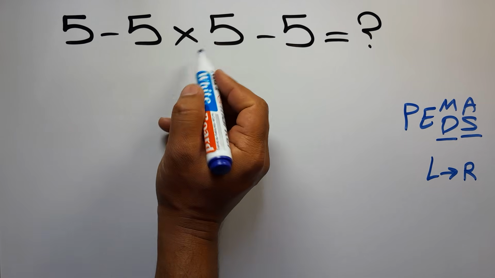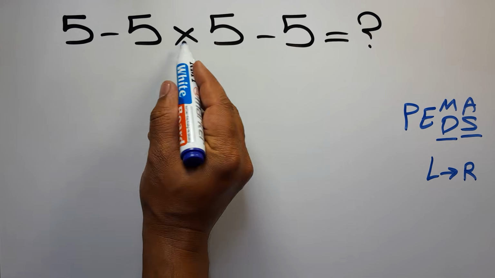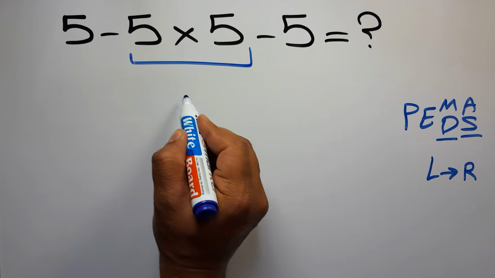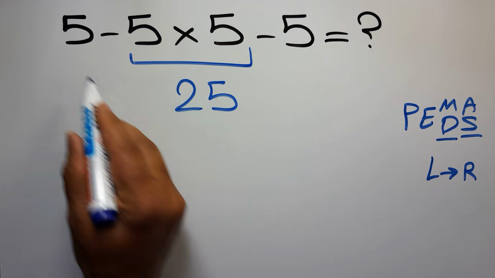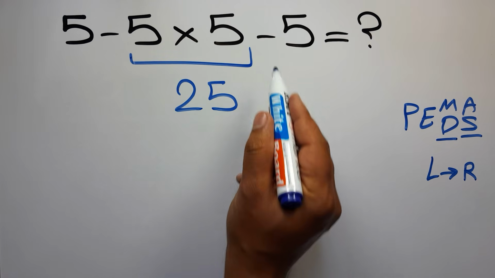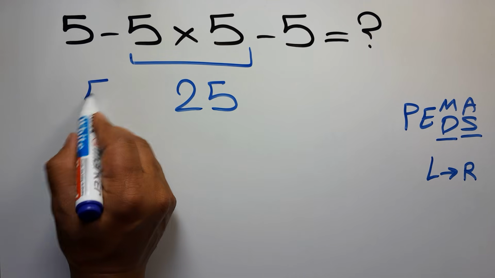So first we have to do this multiplication. 5 times 5 equals 25. So we have 5 minus 25 and then minus 5.